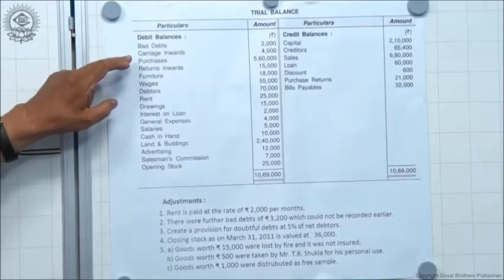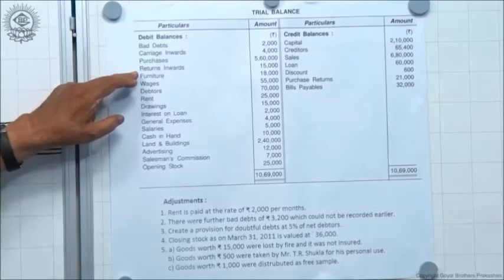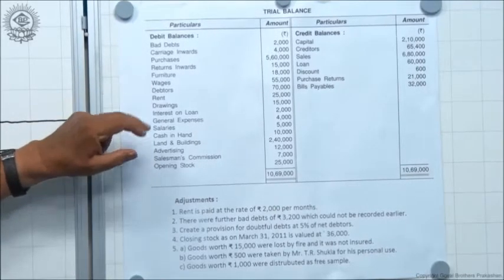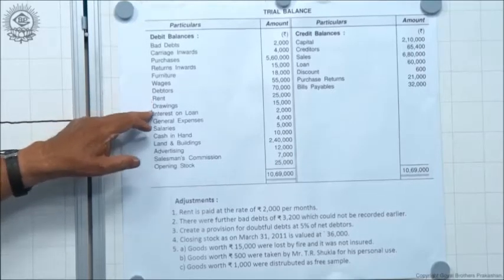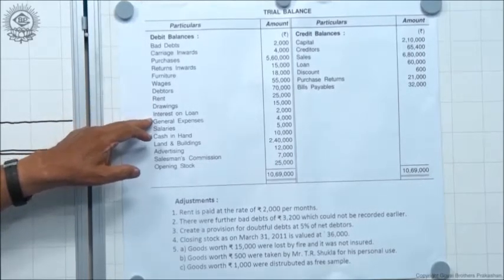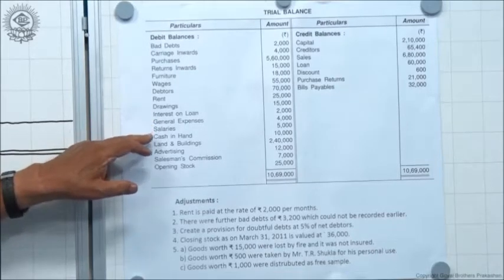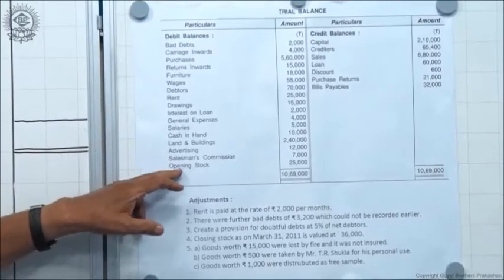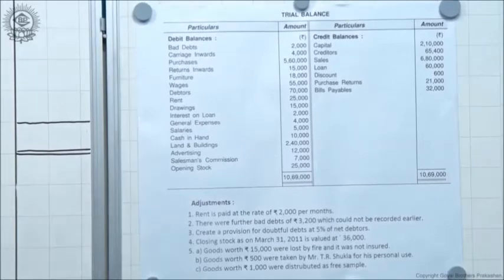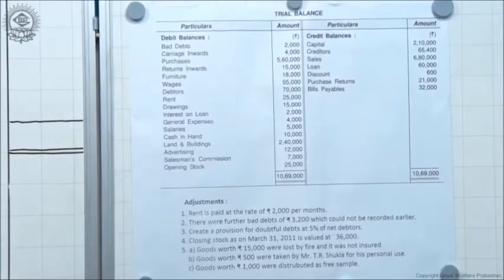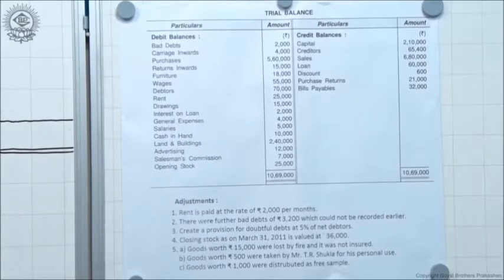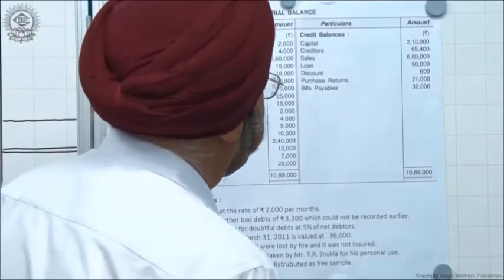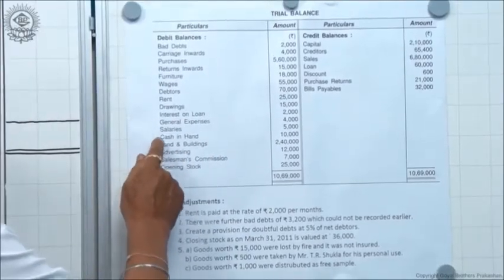Then we have carriage inward, purchases, returns inward, furniture, wages. Wages will go to the trading account. Then debtors, rent and drawings, interest on loan, general expenses, salaries, cash in hand, buildings, land and buildings, advertising, salesman's commission and opening stock. Here are the credit balances. There is capital, creditors, sales, loan. The amount of loan is 60,000, and here is the interest on loan which has already been paid.